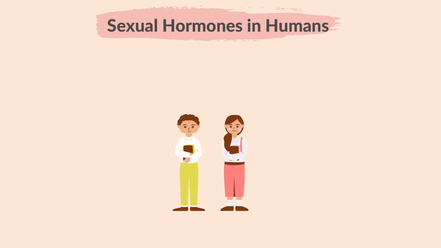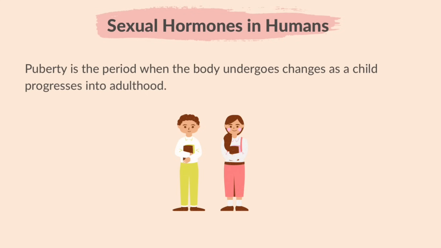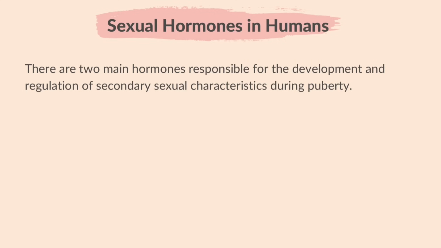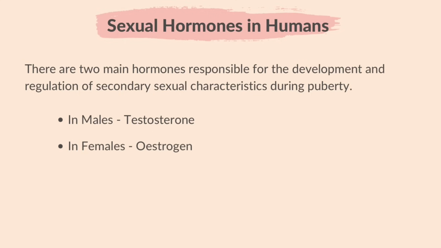Now we shall move on to sexual hormones in humans. Puberty is the period when the body undergoes changes as a child progresses into adulthood. There are two main hormones responsible for the development and regulation of secondary sexual characteristics during puberty. In males, the hormone responsible is testosterone. In females, it's estrogen.